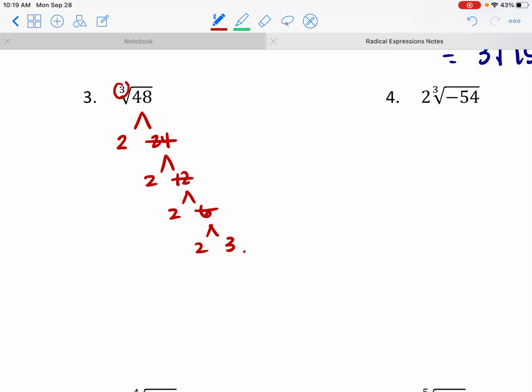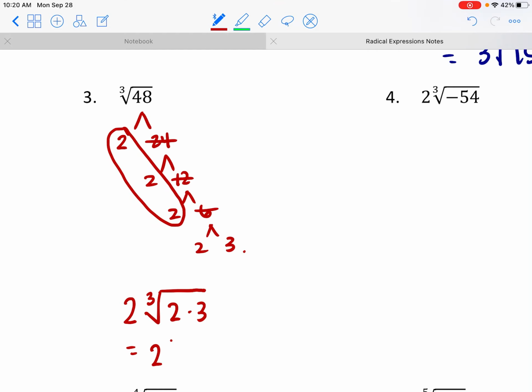So now it's a cube root. Instead of looking for a pair, I need a number that's multiplied by itself 3 times. So I need a group of 3. Oops, I have a group of 3 right here. So that group tells me that a 2 can come out of the radical. And then left over in the cube root this time, make sure you keep the index there, is a 2 and a 3. So my final answer here is 2 cube root of 6.